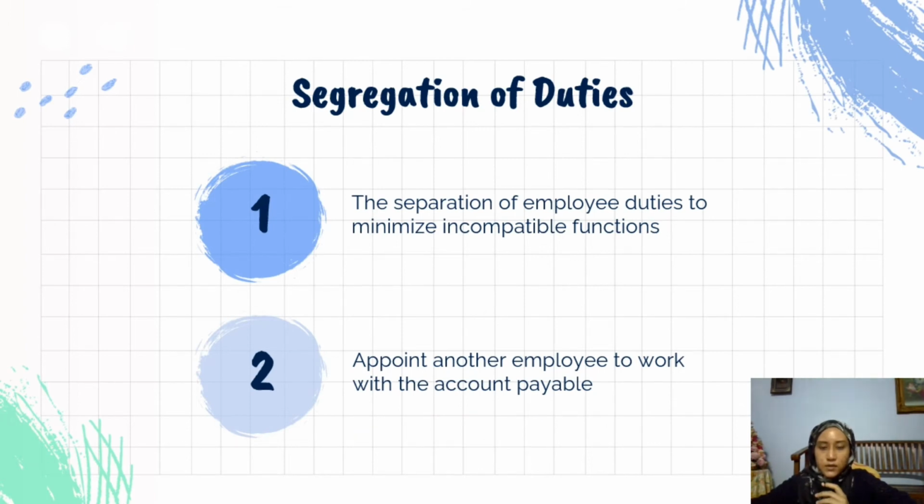The fourth one is segregation of duties. Segregation of duties is the separation of employee duties to minimize incompatible functions. In this case, SSE should appoint another employee to work with the accounts payable to increase the quality of the work and avoid mistakes that could happen if only one person handles everything.